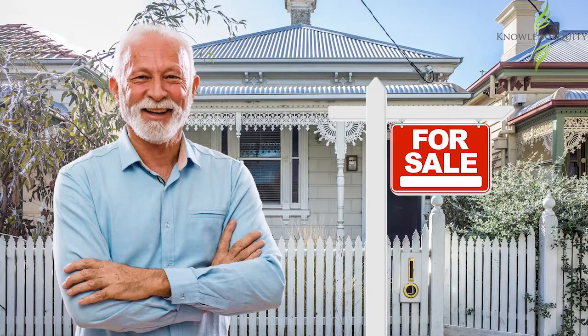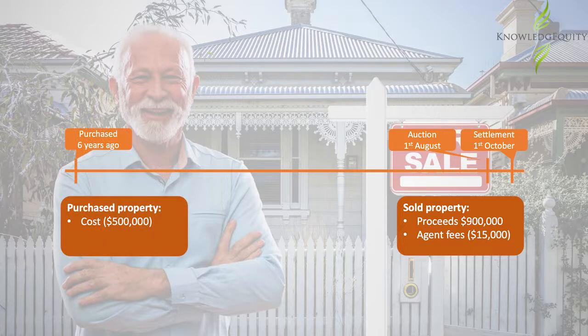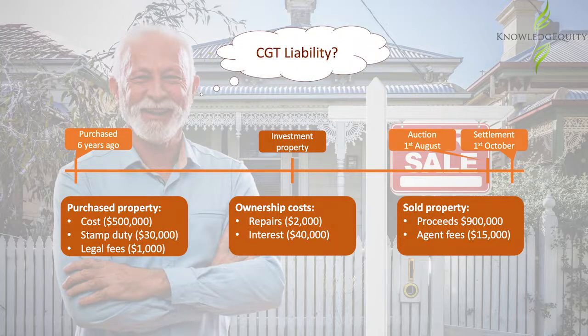Ken sold his property at auction on the 1st of August for $900,000, with settlement taking place on the 1st of October. When he sold the property, he paid $15,000 in agent fees. Ken had originally bought the property 6 years ago for $500,000, paying an additional $30,000 in stamp duty and $1,000 in legal fees. Ken uses the property as an investment property. During the years he owned it, he spent $2,000 on repairs and paid $40,000 in interest on an investment loan. What is Ken's CGT liability?